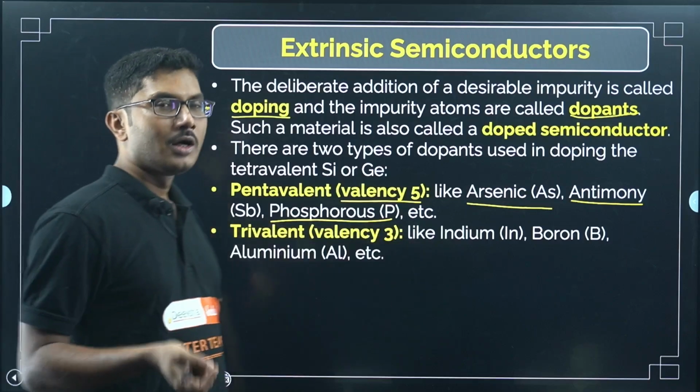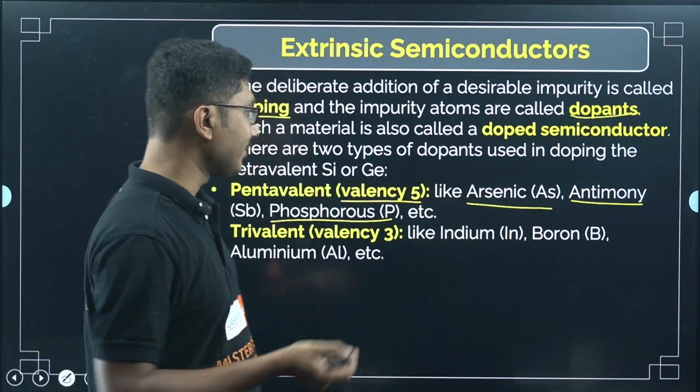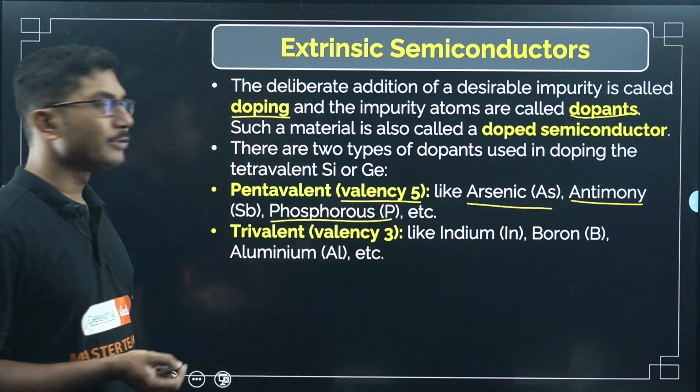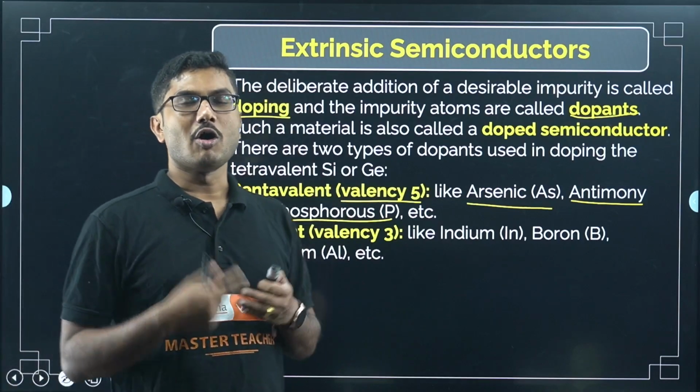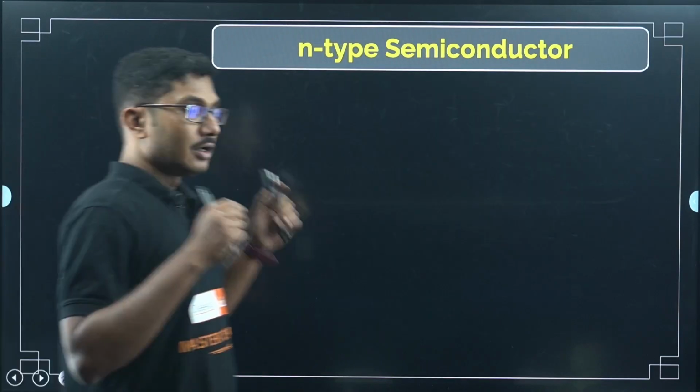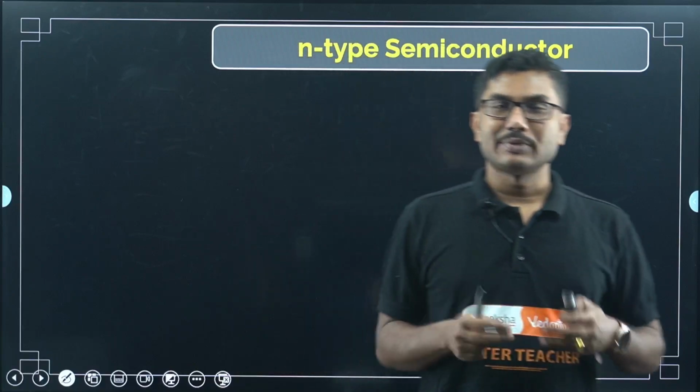Indium is something new, I hope you will try to remember that as well. So indium, boron and aluminium are the examples of trivalent dopants. Now let us start with N-type semiconductors.